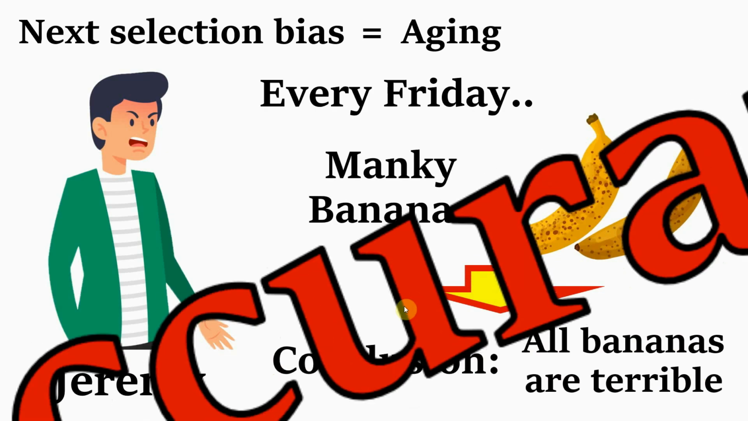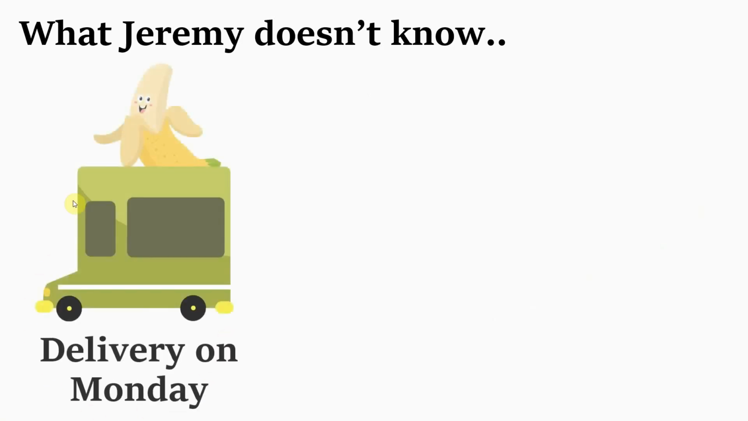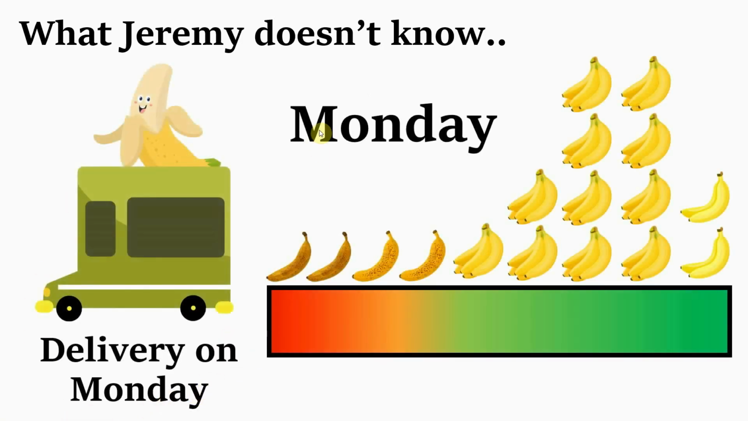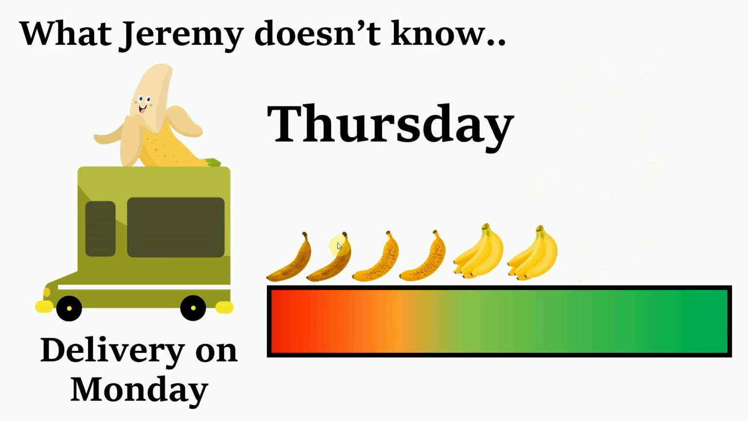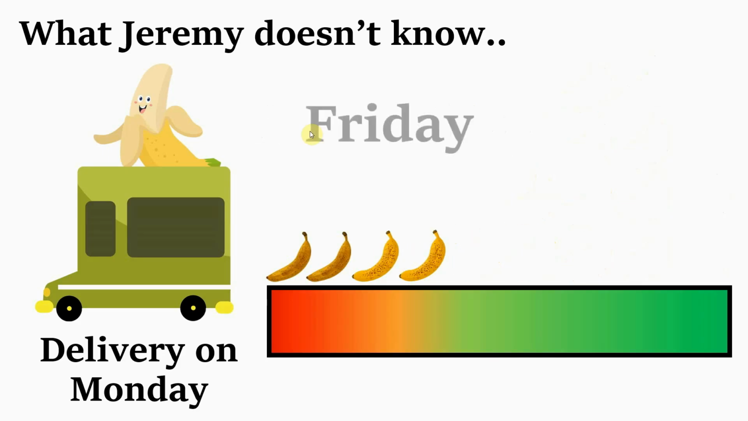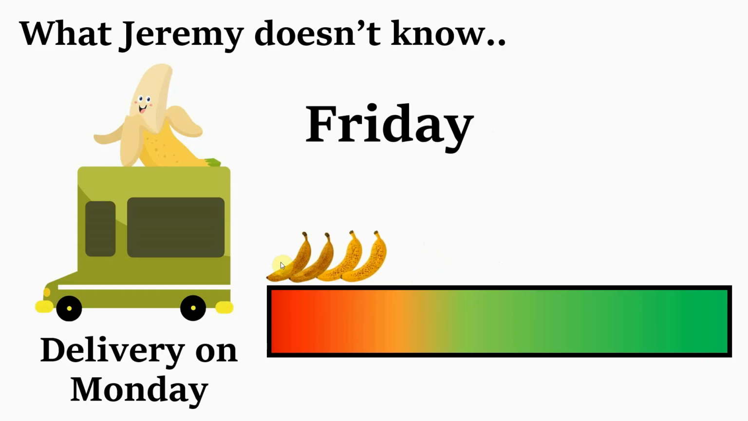Is Jeremy's conclusion accurate? What Jeremy doesn't know is that the store gets its bananas delivered on Mondays, and when they first reach the shelves, most of the bananas are high quality. However, over the coming days, when other people buy the best ones, the average quality goes down. So, come Friday, only the worst picks are left behind. And what's more is that as the week goes by, the left behind bananas only become less desirable as their flesh starts to break down.